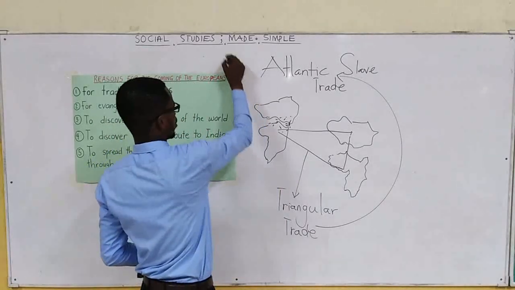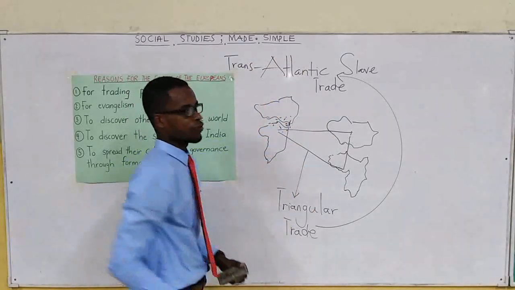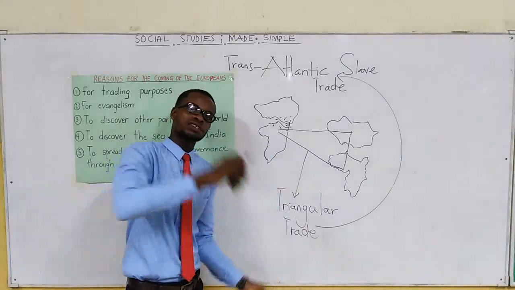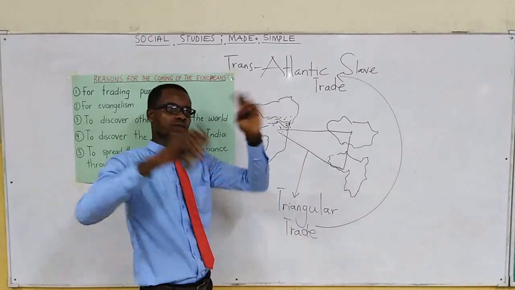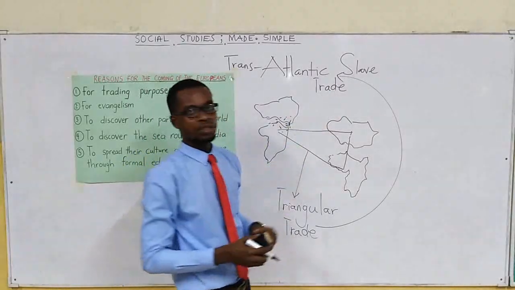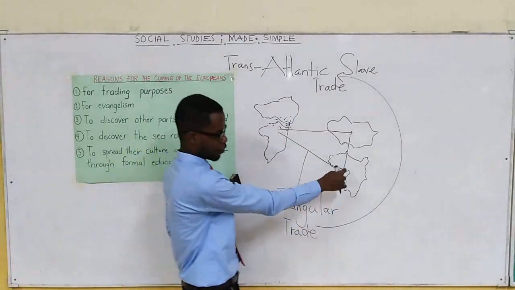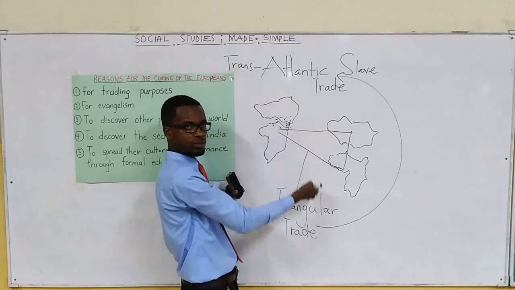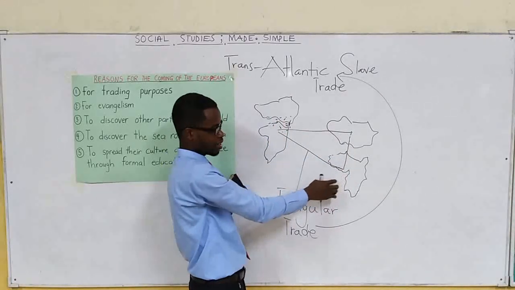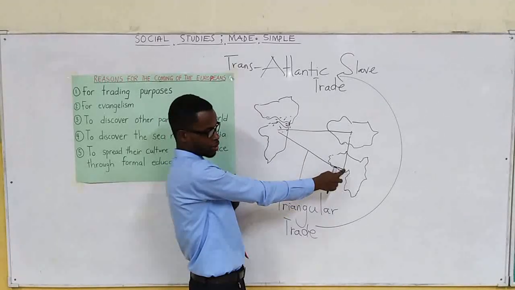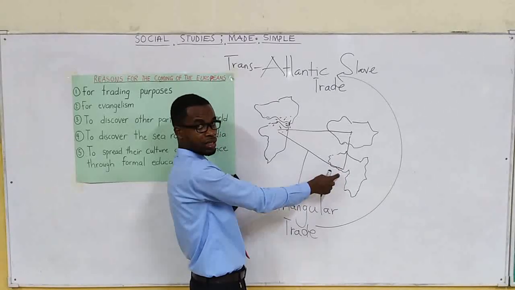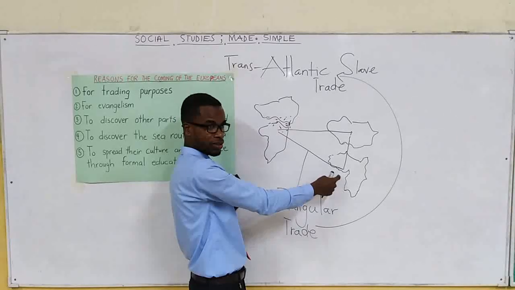Okay. So I won't forget. So transatlantic. And trans, we learned in the other trade, the trans-Saharan trade, the transfer of goods or commodities across the Saharan desert. So here we have transatlantic slave trade. So we can say, take note. The ocean between America and Africa is the Atlantic Ocean. So if you are located in the Gold Coast or you are in Ghana, our coastal area, we have the Gulf of Guinea, and the Gulf of Guinea is the Atlantic Ocean. I hope you get that.